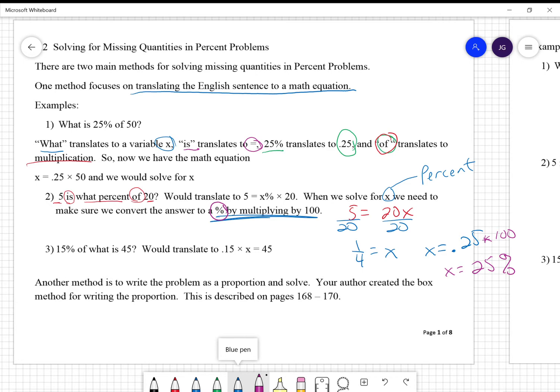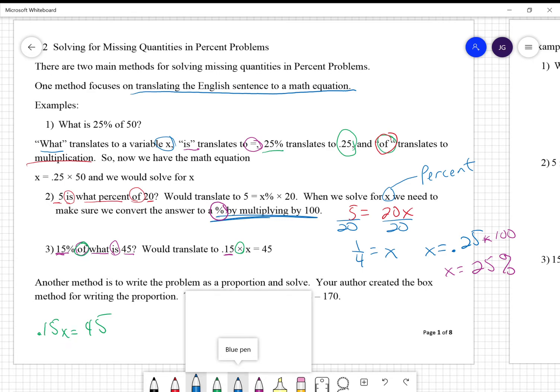Next example, 15% of what is 45? 15% is the decimal 0.15. Of translates to multiplication. What is x equals 45? So 0.15x equals 45. To solve, divide by 0.15. X equals 300.